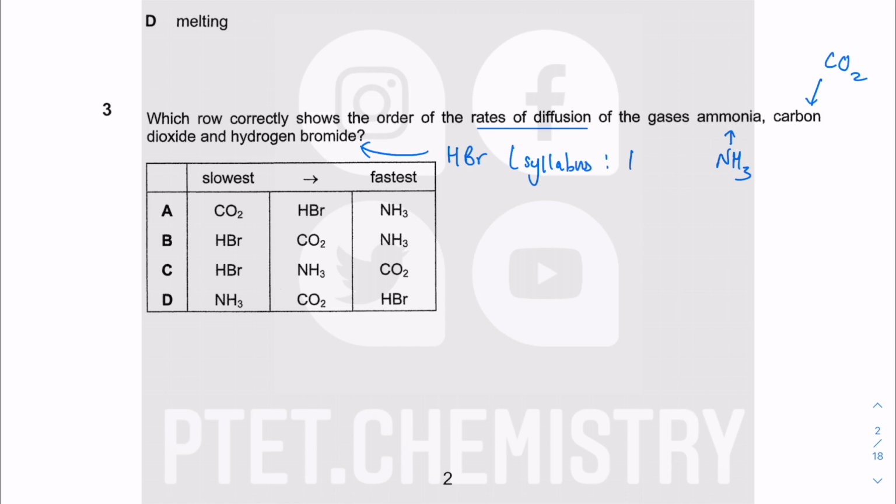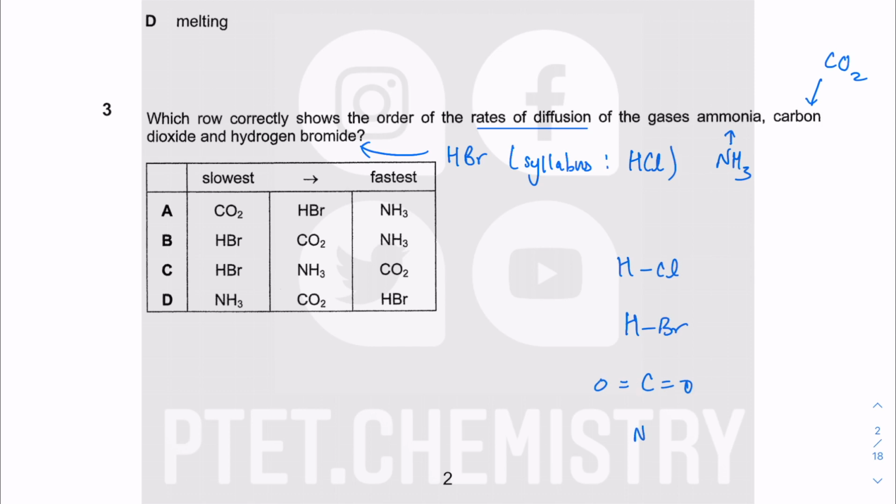It's called hydrogen chloride, and bromine is below chlorine in the periodic table. So hydrogen chloride forms a single covalent bond like this. Therefore, HBr also looks similar. Okay, CO2 looks like this, where the carbon forms 4 bonds and each oxygen forms 2 covalent bonds.